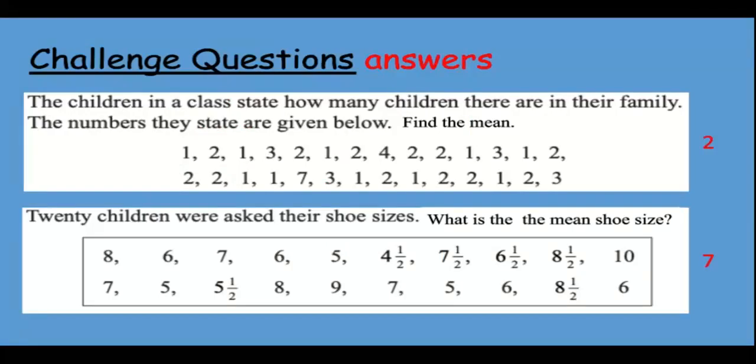So the first one comes out to 2. The answer is actually 2 point something, but obviously you can't have a fraction of a child. So the mean number of children was 2. And again, with the shoe sizes, we've only got half sizes or whole sizes. So you have to go to the nearest one, and the nearest was size 7. So let's have a look at our checking question now. So side heading, checking question.